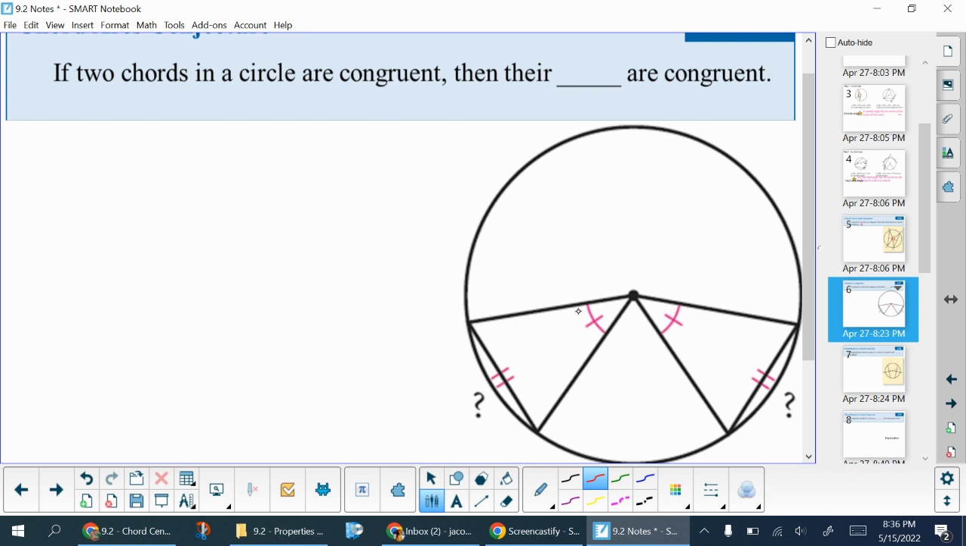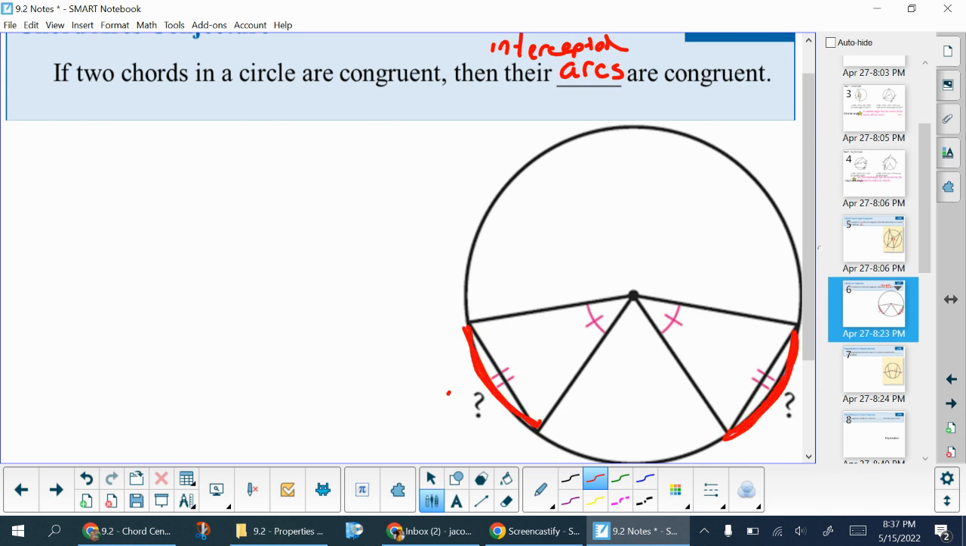And so we already knew the central angles were congruent. Sorry, not the exact opposite, like one extra step. And since those central angles are congruent, that means the arcs are congruent too. So their arcs, its technical word would be intercepted arcs. Arcs are congruent. So this arc and this arc is congruent.